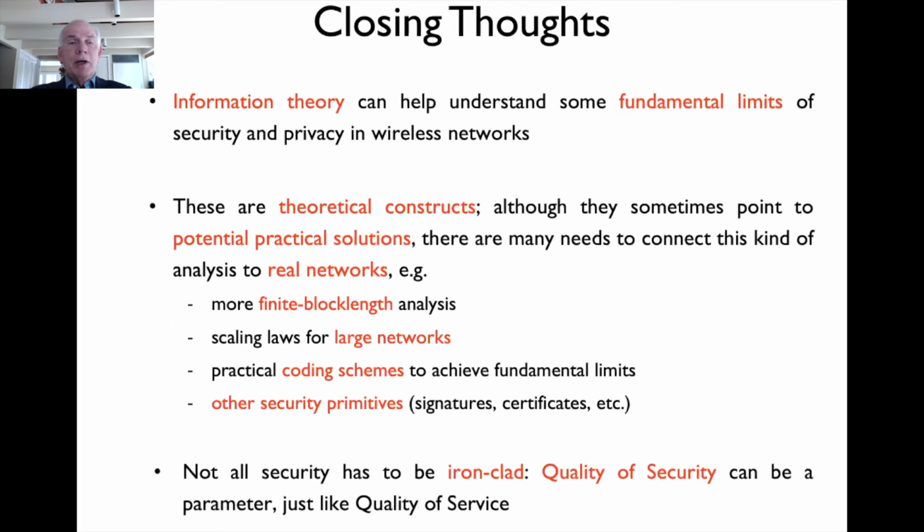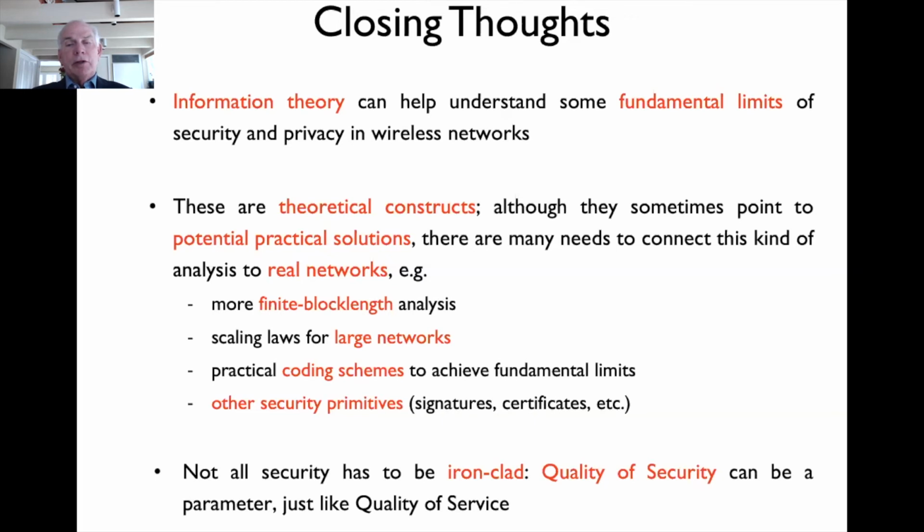So let me just wrap up, and then I'll take questions. First of all, the basic message here is that we can use information theoretic ideas to help understand some fundamental limits on security and privacy in wireless networks. I've really focused on sensing, Internet of Things kind of networks, which is where I think the need is. Everything I've talked about here is really theoretical, although some of it does point to practical solutions, particularly in smart metering. I think you can see pretty easily how to put that into a practical solution.